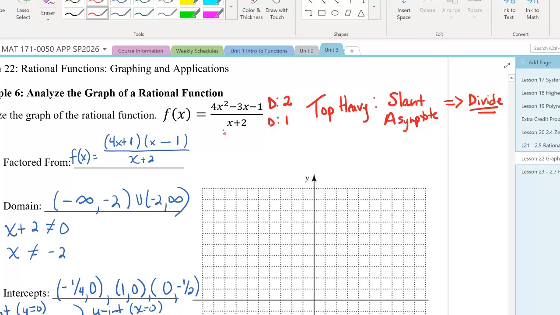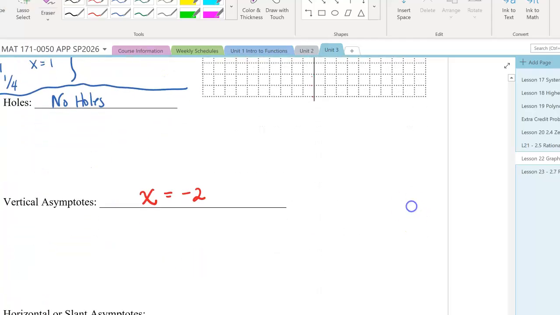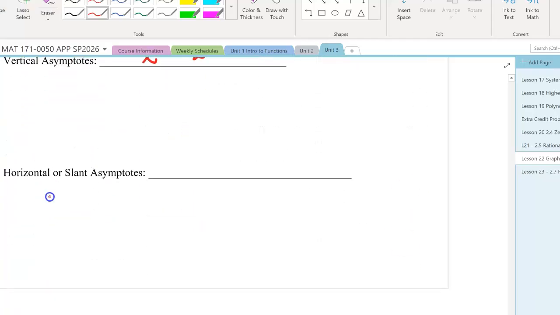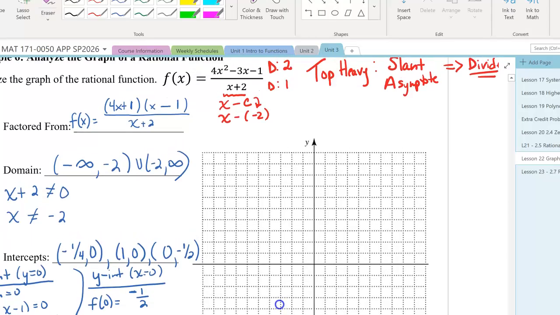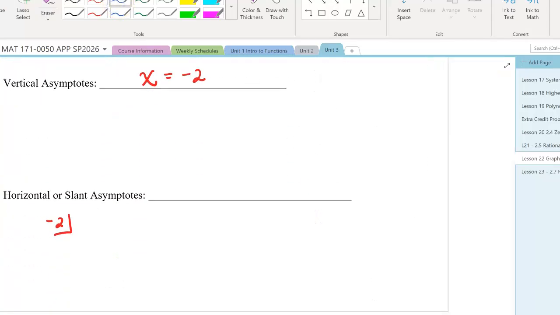And in this case, our denominator is in the form x minus c, with c equal to negative 2. So I'm going to use synthetic division. I'm going to put negative 2 in my box. I'm going to list the coefficients of my polynomial, which were 4, negative 3, and negative 1. So I have 4, negative 3, and negative 1.